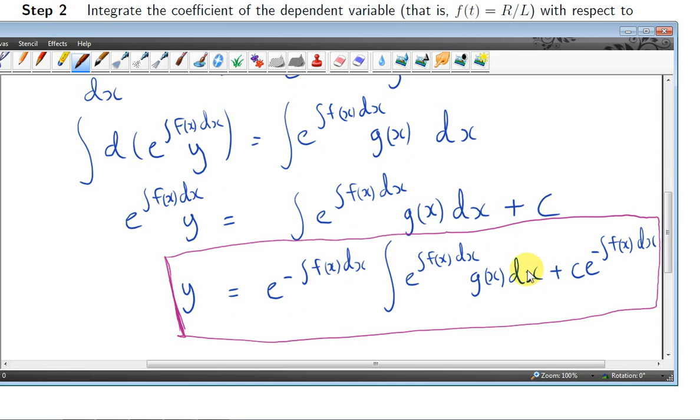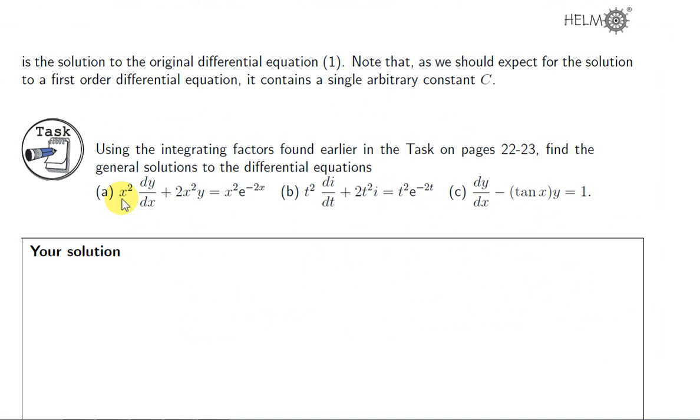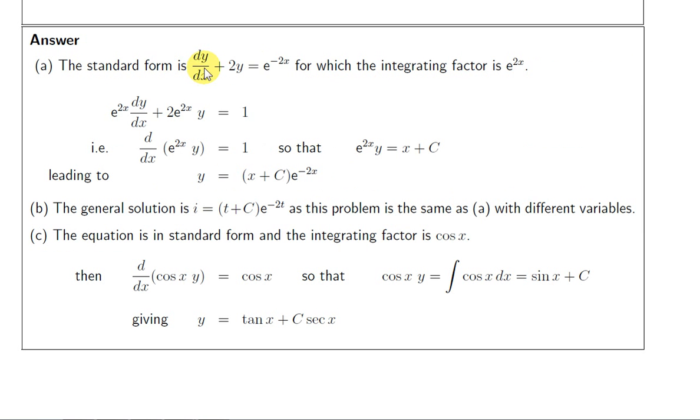So here is a formula that you could use for solving linear first order ordinary differential equations, but in practice you probably won't use this formula. Let's do an example. Let's take this differential equation here. Now we want to get it into the standard form of a linear ODE, so we need to get dy dx on its own, so we need to divide all of this by x squared. If we do that, this is what we get.